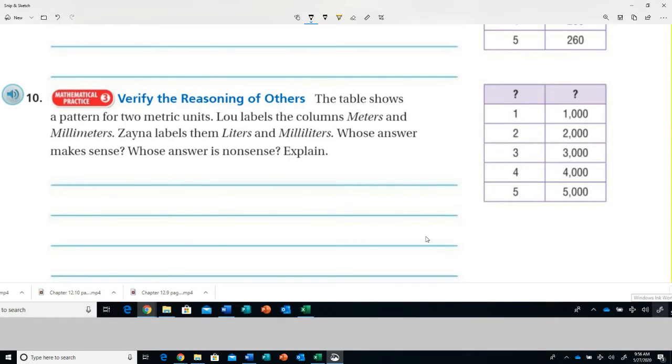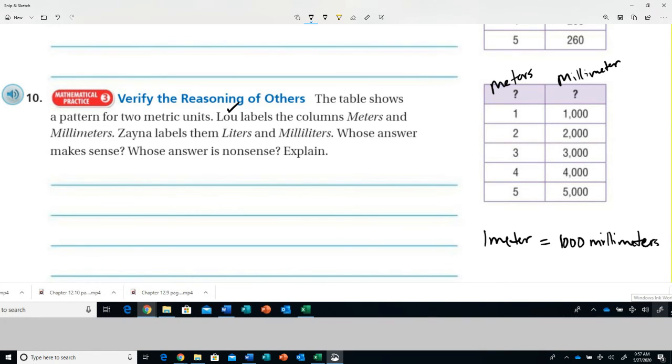The table shows a pattern for 2 metric units. Lou labels the columns meters and millimeters. Zaina labels them liters and milliliters. Whose answer makes sense? Whose answer is nonsense? Explain. All right. So he labels the columns meters and millimeters. Well, if you go back and you will find in the table that 1 meter is equal to 1,000 millimeters. So right now, Lou's good. That is correct.